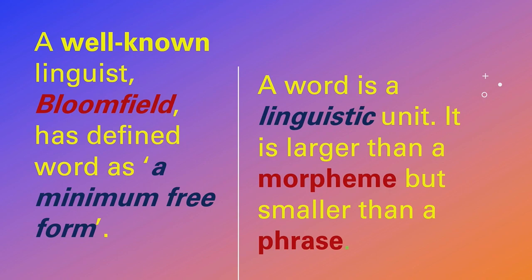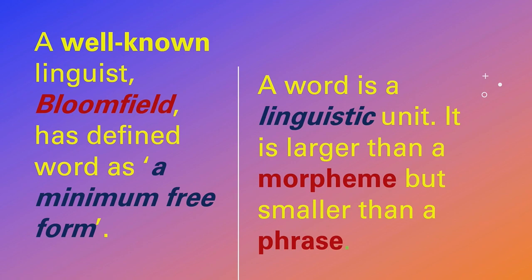We move on to the next. A well-known linguist, Bloomfield, has defined a word as a minimum free form. Here we have two words: minimum, free. Minimum means to the lowest point. You cannot further divide. That is the last point of division, the minimum point of division. So a word has a minimum, and then you have free form. Free means that it cannot be attached to any other word.